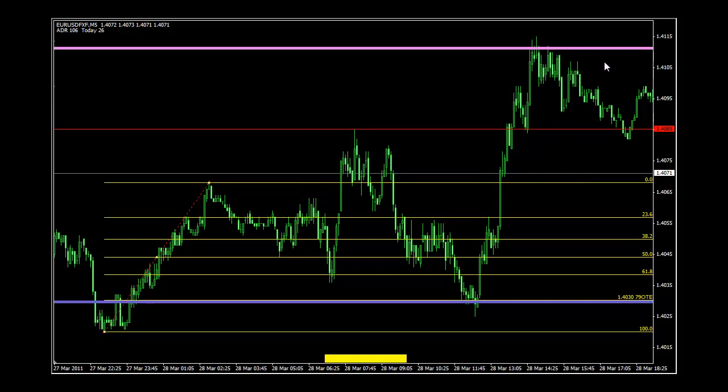Okay, and we went above the 141 figure just for a little bit of time today, going into London close, and what do you see here? Optimal trade entry.